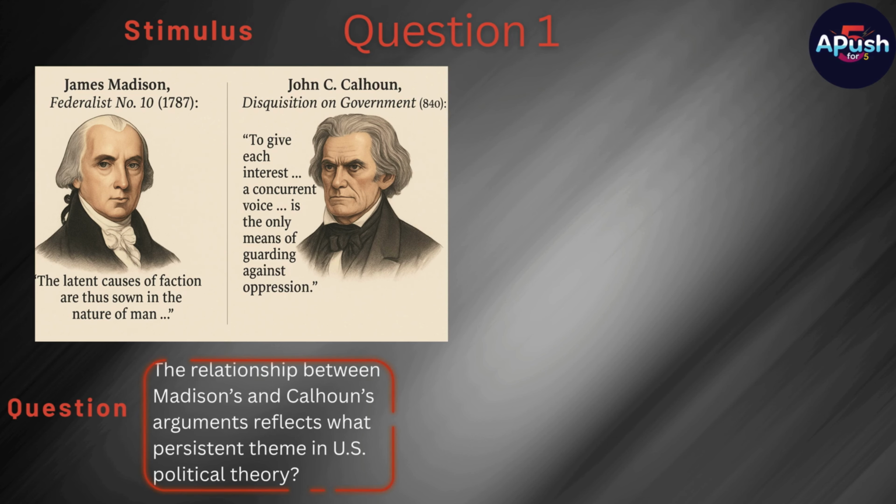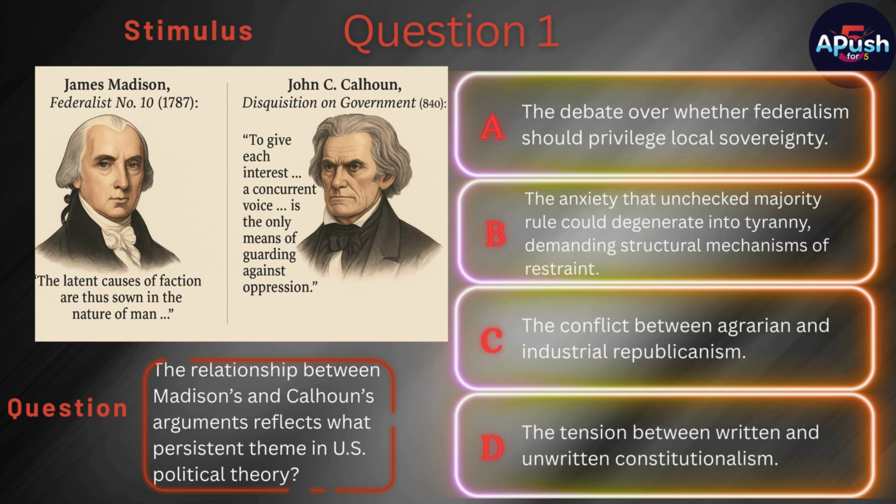Question. The relationship between Madison's and Calhoun's arguments reflects what persistent theme in U.S. political theory? A. The debate over whether federalism should privilege local sovereignty. B. The anxiety that unchecked majority rule could degenerate into tyranny, demanding structural mechanisms of restraint. C. The conflict between agrarian and industrial republicanism. D. The tension between written and unwritten constitutionalism.